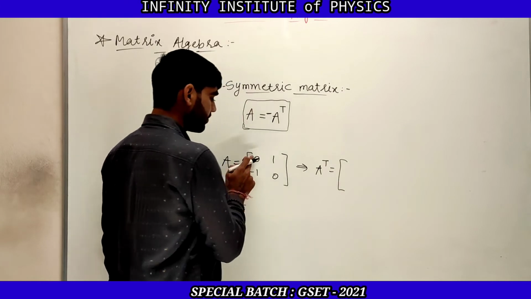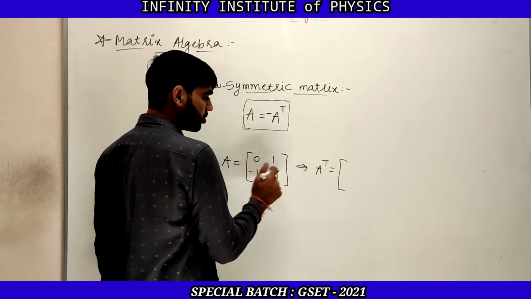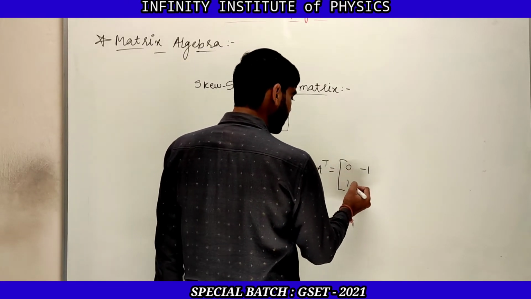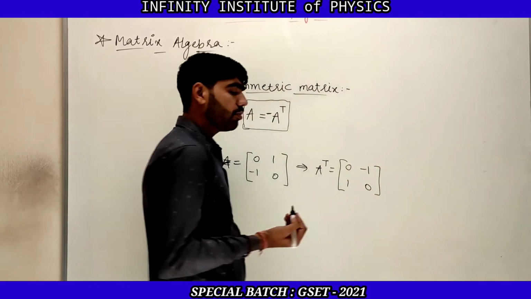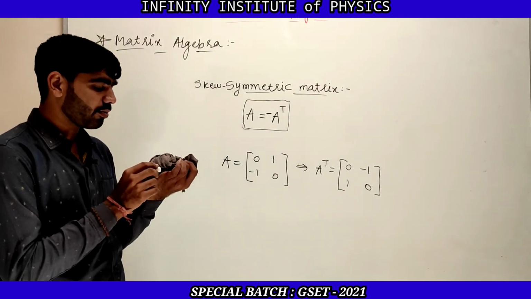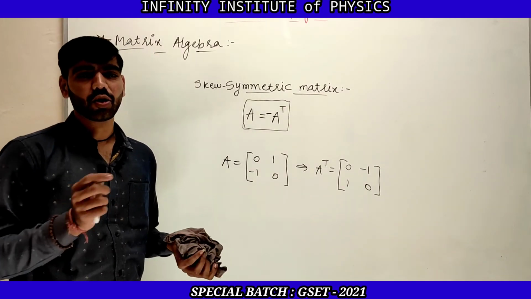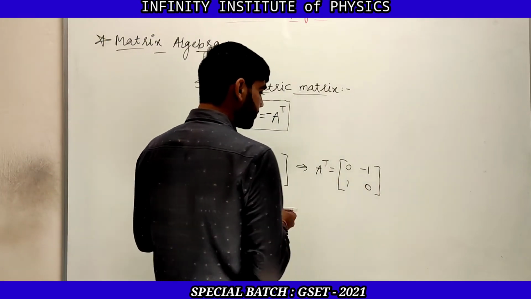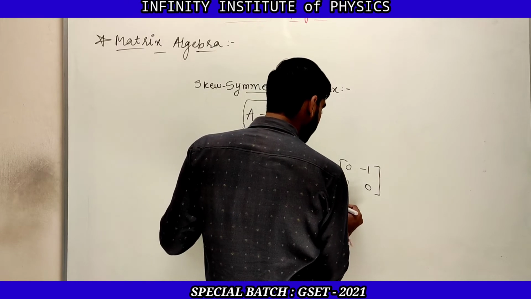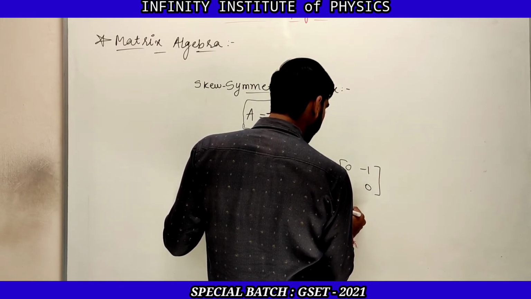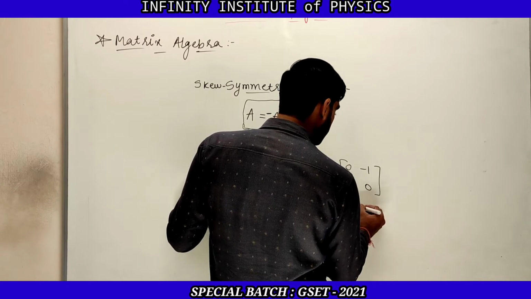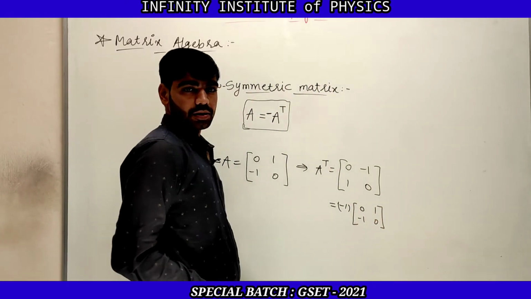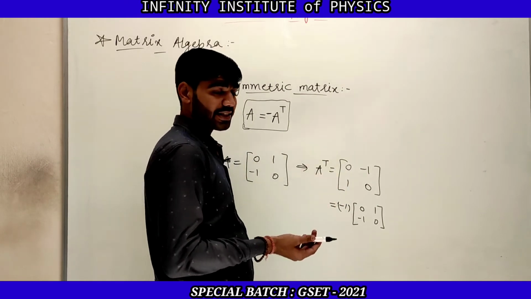So transpose means we can write the column into row. So 0 minus 1, that will become first row, and 1 0, that will become second row. Now whenever we are taking something common from the matrix, then we need to take common from each element of the matrix. So suppose let us take minus 1 common from matrix, then we need to take minus 1 common from every element. So it will be 0 1 minus 1 0, because minus 0 or 0, that is same.